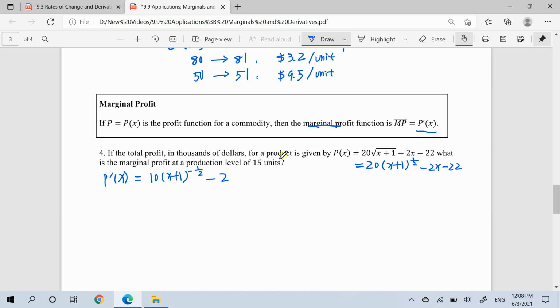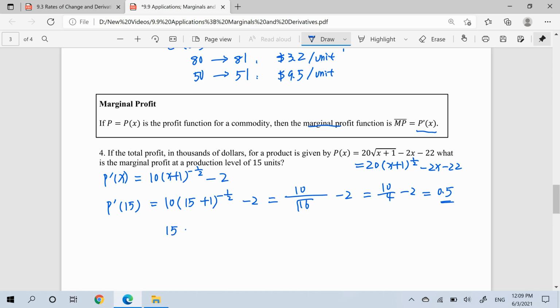When we have 15 units, P prime of 15 is 0.5. When the product goes from 15 to add one more, 16, the profit would add up 0.5, 50 cents. For each unit, the profit will increase by around 50 cents.